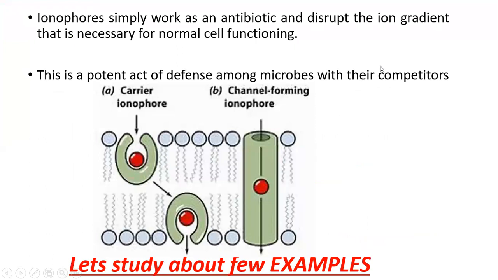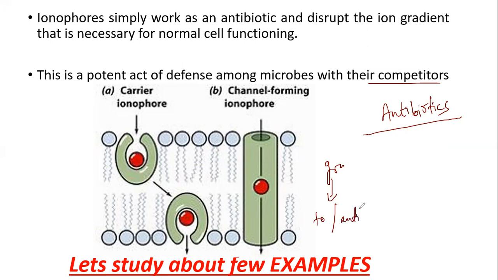So ionophores simply work as antibiotics, disrupting the ion gradient which is necessary for normal cell functioning. In short, we are discussing how antibiotics are actually acting or killing the bacteria. It's a potent act of defense among microbes against their competitors. Like in the last lecture I was explaining, there are certain gram-negative bacteria which produce certain kinds of toxins or antibiotics. Now this will be in response to their competitors, for example against the gram-positive bacteria.